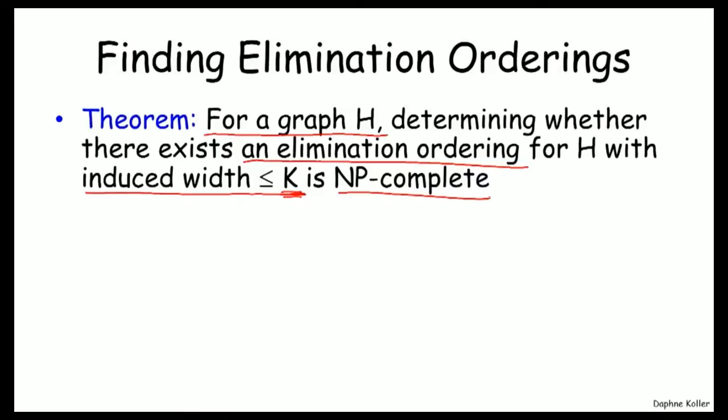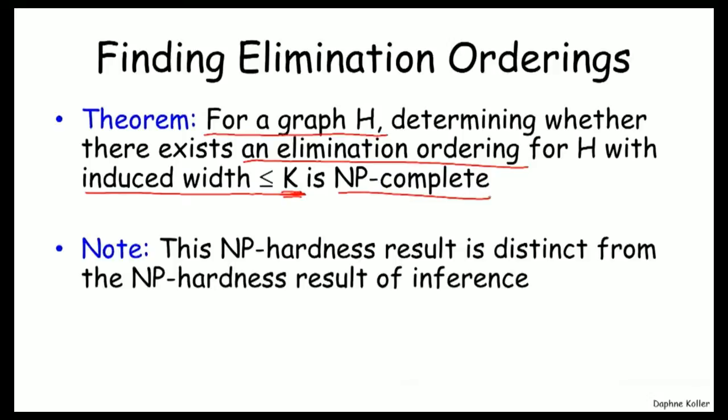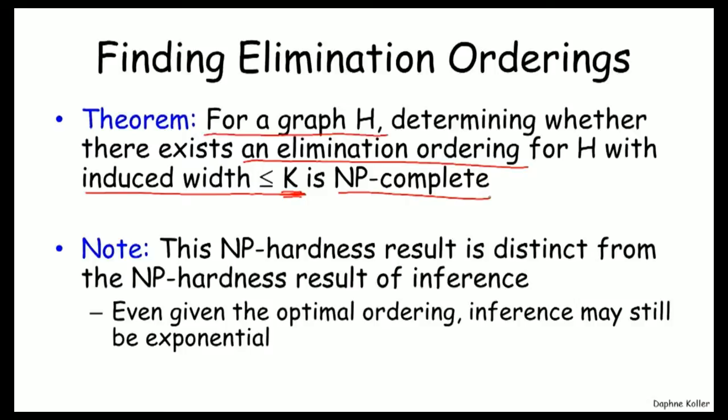Turns out that this is a separate NP-hardness problem. That is, even if you could solve this problem, even if somebody gave you the best elimination ordering, you're still going to have graphs for which the width is sufficiently large so that you can't actually solve the problem in polynomial time. So finding the elimination ordering that gives you the best induced width does not give you polynomial time performance in general. And so these are two separate NP-hard problems.